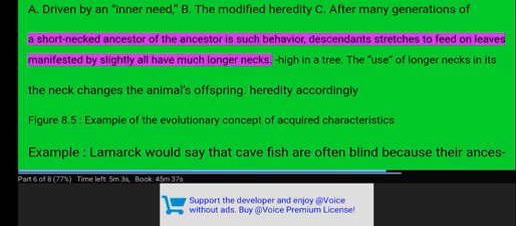Figure 8.5, an example of the evolutionary concept of acquired characteristics: a short-necked ancestor, driven by an inner need, stretches to feed on leaves high in a tree. The use of longer necks changes the animal's heredity, and after many generations of such behavior, the descendants all have much longer necks.